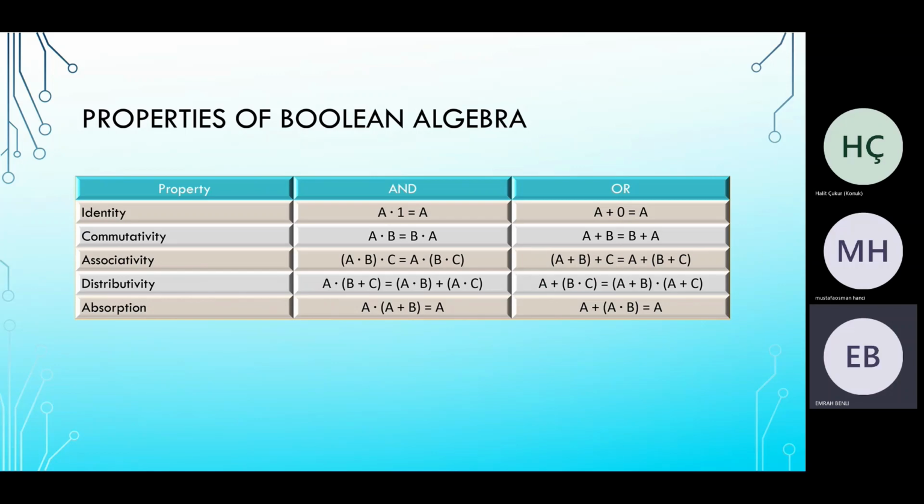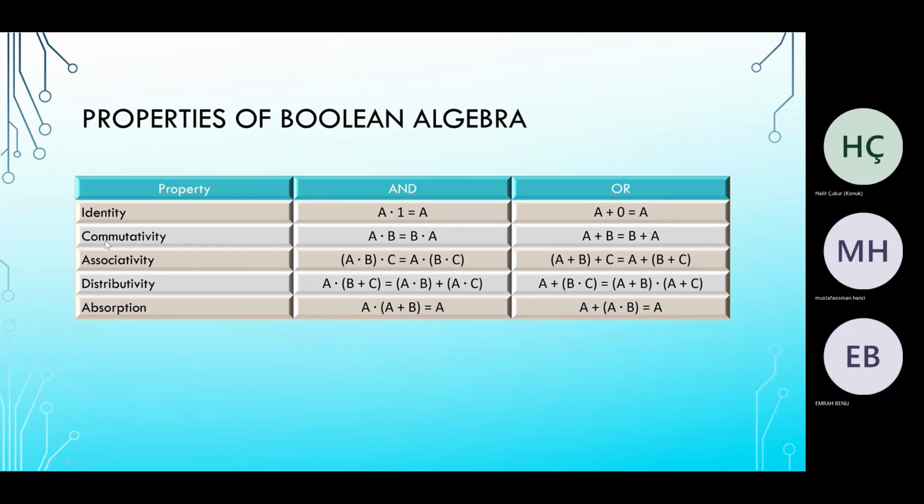properties of Boolean algebra. I think that was the last part that we talked about. We said with the AND operator we have identity property, which is A and 1 is A. Identity property of OR operator is 0, A or 0 will be A.